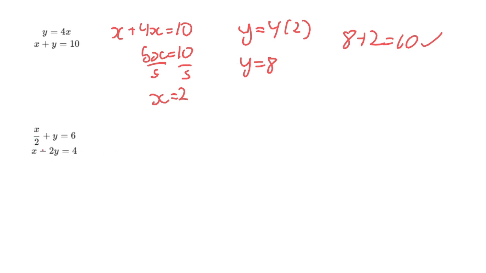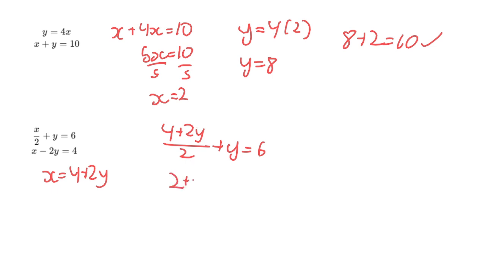Now for this one, what we would do is we would find x, or we could also find y, but I'm going to find x. So I would add 2y on both sides to get x equals 4 plus 2y. Then I would substitute that into that one. 4 plus 2y over 2 plus y equals 6. Here I would divide the 4 by 2 and the 2y by 2 to get 2 plus y equals 6.